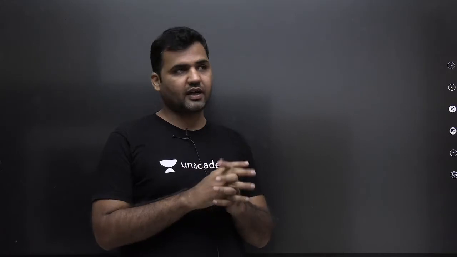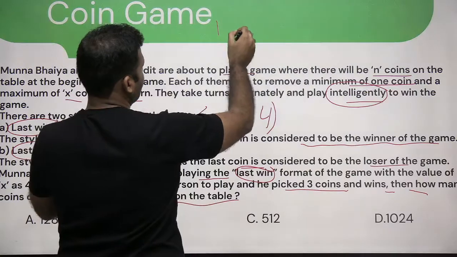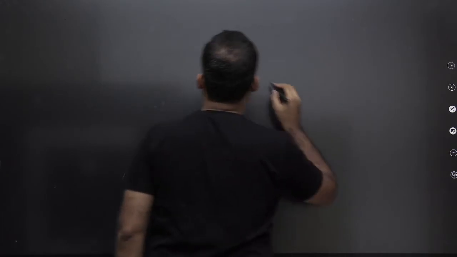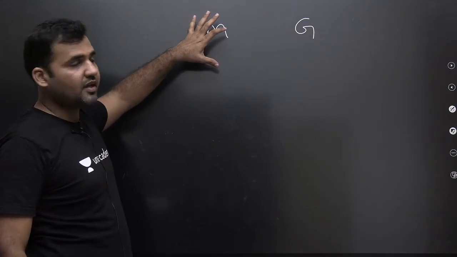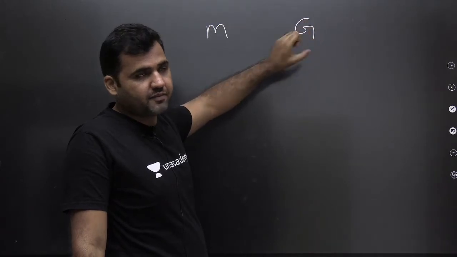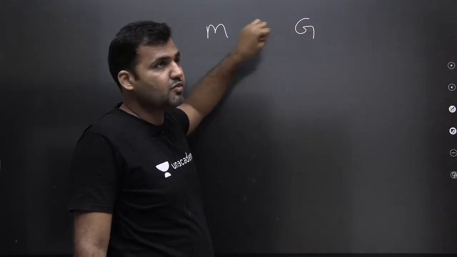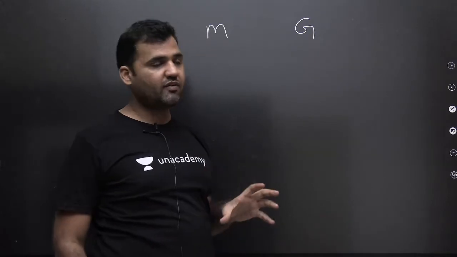See guys, the concept of this coin game is that you need to have knowledge of the controlling factor. Munna and Gudu are going to play the game, and if I know the concept of the controlling factor, if I want Munna to win the game, that means the win of Munna should be independent of the number of coins that Gudu is picking. If the win of Munna is independent of the number of coins that Gudu is picking, that means Munna should have the controlling factor of the game. Now, you need to understand what that controlling factor would be.